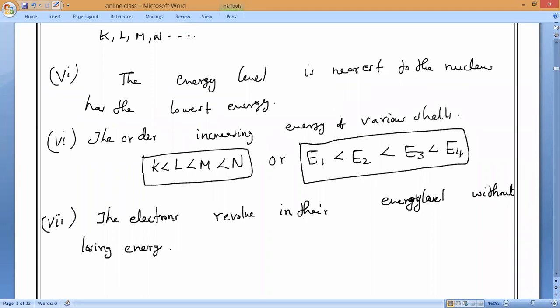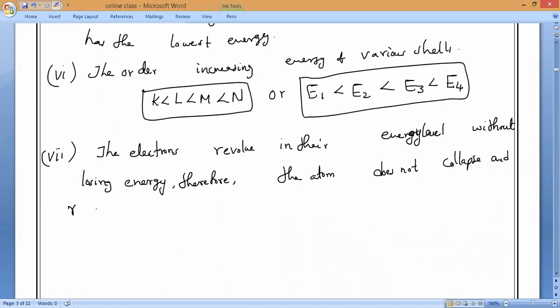If energy is not lost, are they stable or unstable in nature? If energy is lost, they are unstable. Since the energy is not lost, they are stable. Therefore, the atom does not collapse and remains stable. That is what you have to remember. Okay, next.